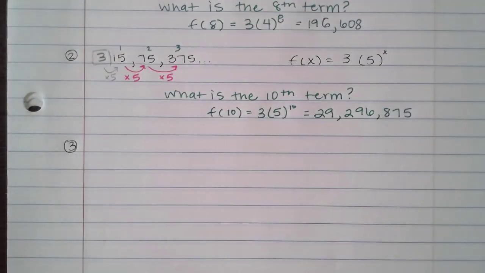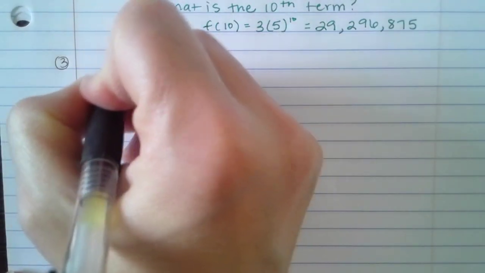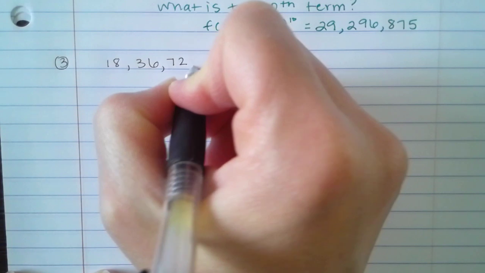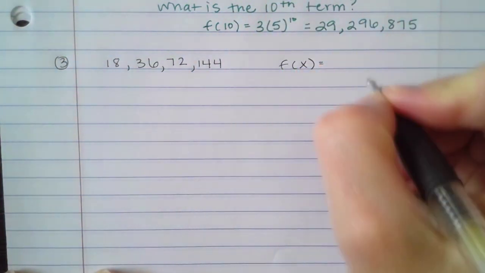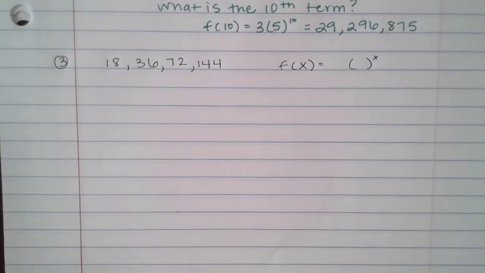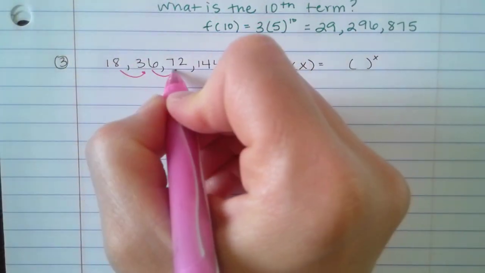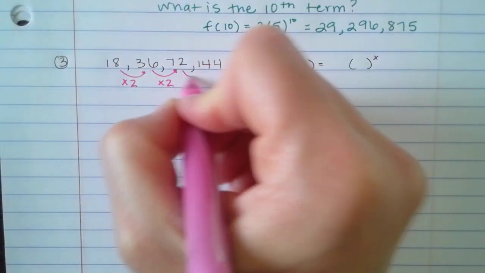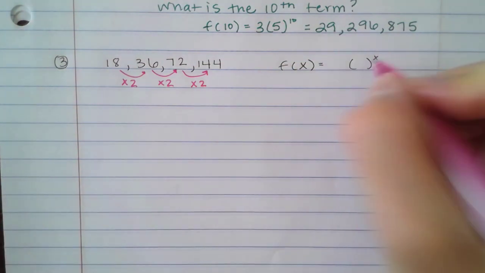Okay, one more example. Let's try this one. 18, 36, 72, 144. Let's write the equation. Firstly, what am I multiplying by every single time? How did I get from 18 to 36? How did I get from 36 to 72? What's happening there? And in this case, we're multiplying by 2. I just want to triple check. Yep, you want to make sure to check all of them. So that's a 2.